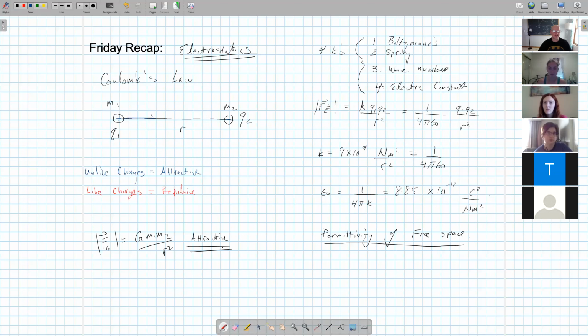So basically that means Q1 is going to be attracted to Q2 along the line that connects the 2 of them together. So Q1 will be pulled towards Q2. Simultaneously, Q2 will be pulled towards Q1. These satisfy Newton's third law.